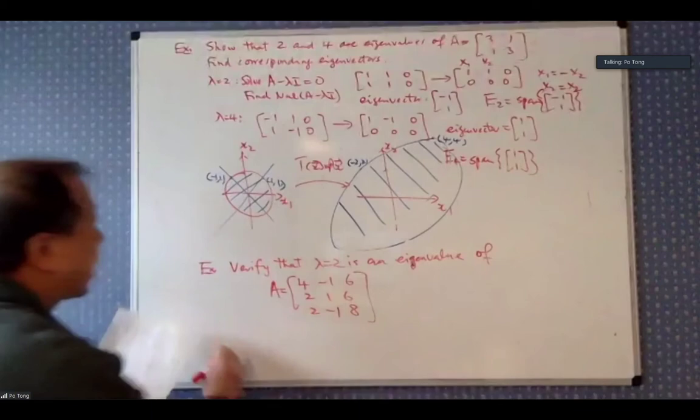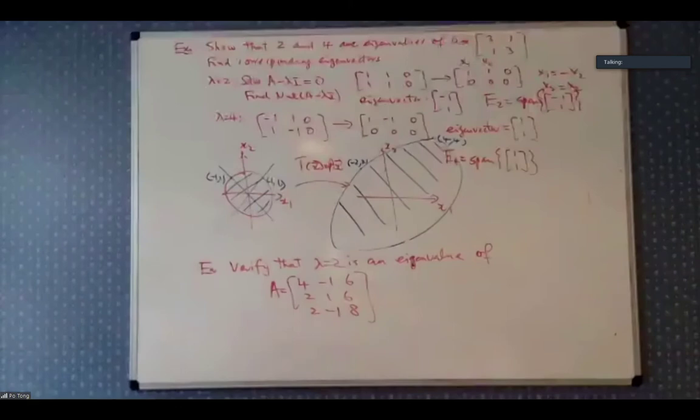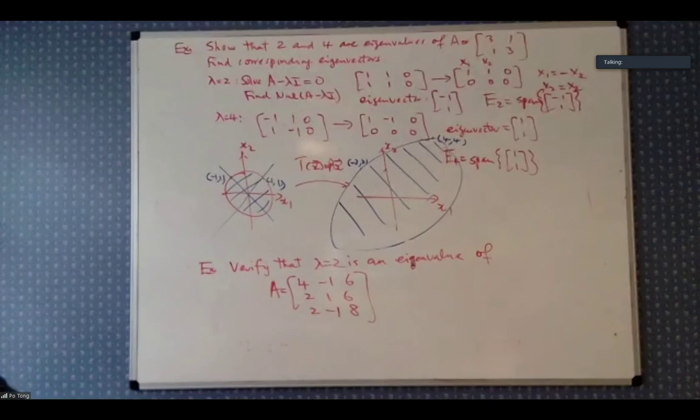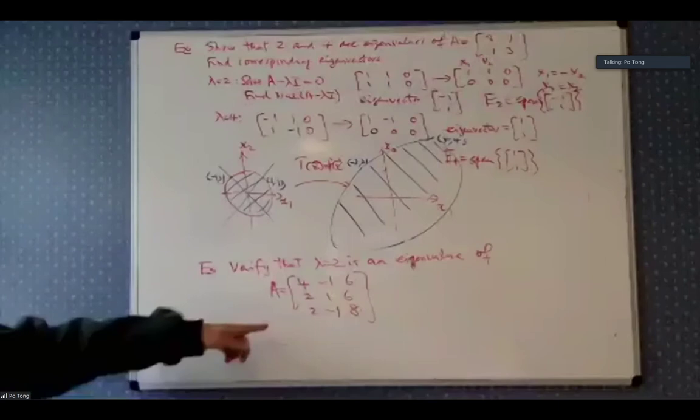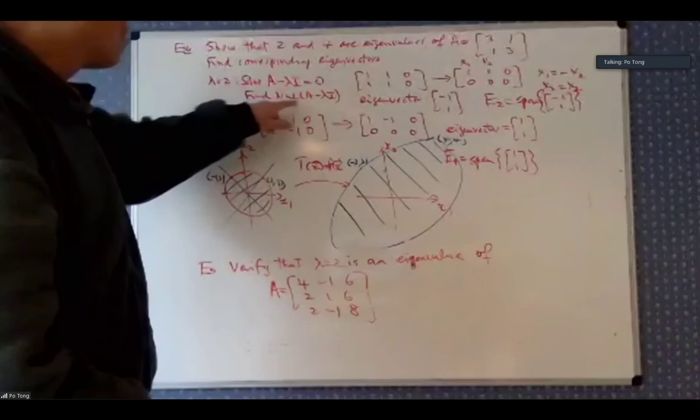How do I verify that this guy is an eigenvalue? Can you suggest what to do? Any suggestion? We're just going to solve Ax equal to 2x, right? So essentially, you basically find the null space. So this is what we end up doing.